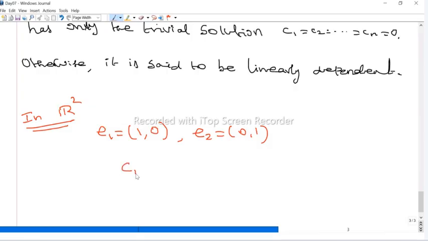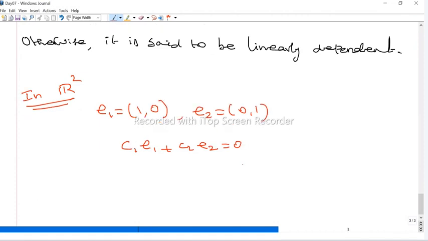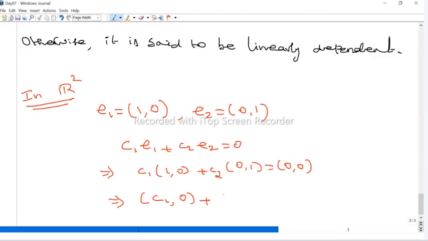Why? Because we consider the equation c1 e1 plus c2 e2 equal to 0. We have to show that this equation has only the trivial solution, that is, c1 should be 0 and c2 should be 0. We can simplify: c1 times e1, which is 1 comma 0, and c2 times e2, which is 0 comma 1, equal to 0 comma 0, the zero vector in R2. Now multiply c1 term by term: 1 times c1 is c1, 0 times c1 is 0. Similarly, multiplying c2 inside, we get 0 comma c2, equal to 0 comma 0.